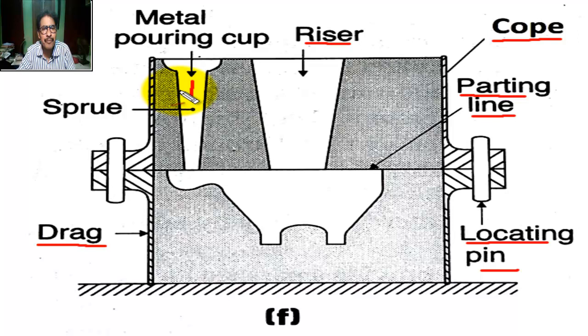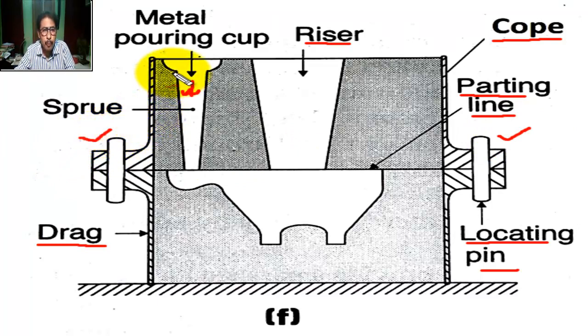In this direction, metal pouring cup. This is the metal pouring cup. In this direction, metal is poured. Gently place the cope on the drag in a way that there is correct alignment of cope and drag. Clamp the cope and drag in two positions.